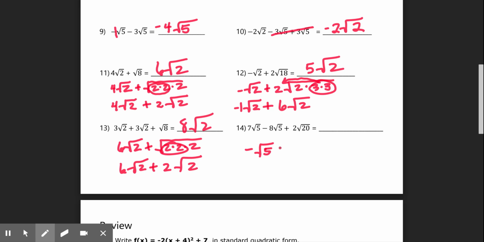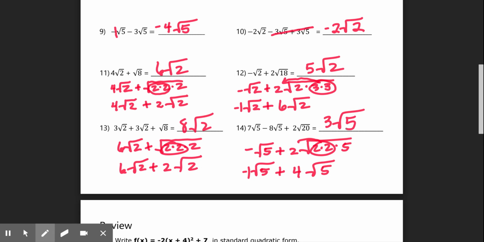7 square roots of 5 minus 8 square roots of 5, that's negative 1, or just negative square root of 5, plus 2 square roots of 20, I'm going to break down into 4 and 5. So 4 breaks down into 2 times 2, and then we have our 5. So I'm going to pull out a 2, multiply it by that, so I have a negative square root of 5, plus 2 times 2, that's 4 square roots of 5. So this is a negative 1 plus 4 gives me 3 square roots of 5.